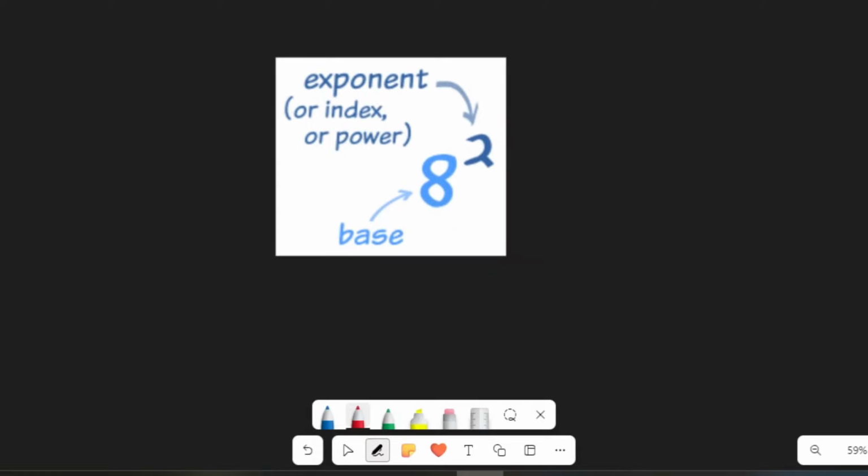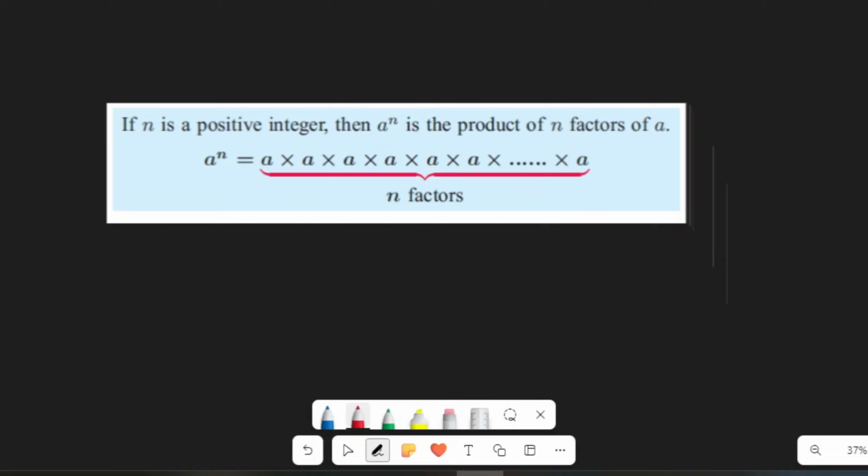So, starting off, what are the components of a power? There's the base, which is the normal number, and then there's the exponent or index or power. But what do these base and exponents mean? If n is a positive integer, then a to the power of n is a product of n factors of a. That's the mathematical terms. Now let's break it down so that it's easier to understand. So, a to the power of n is a multiplied by itself n times.